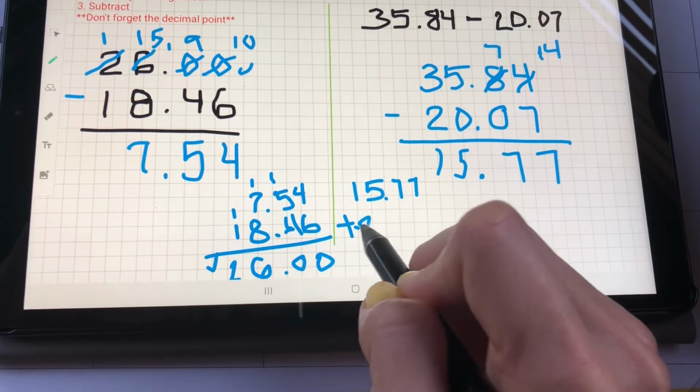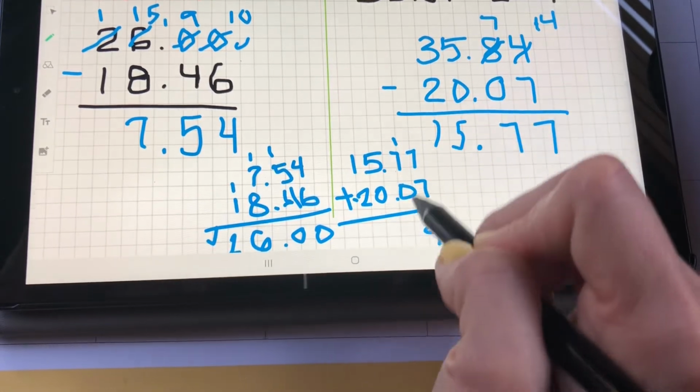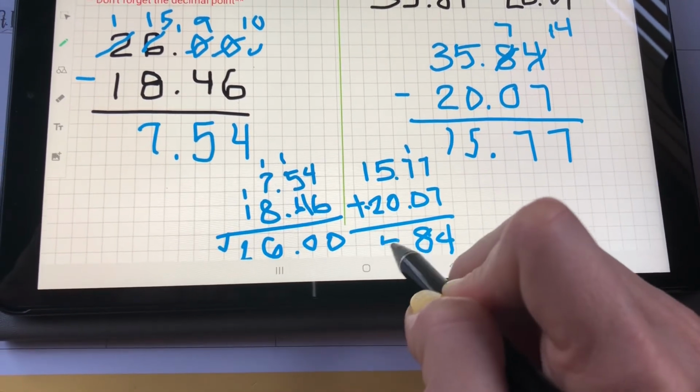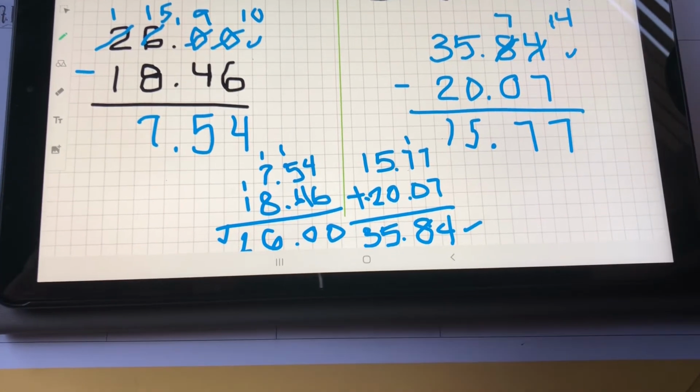We can double check it. 15.77 plus 20.07, 14, 8, 5, 3, 35.84, 35.84.